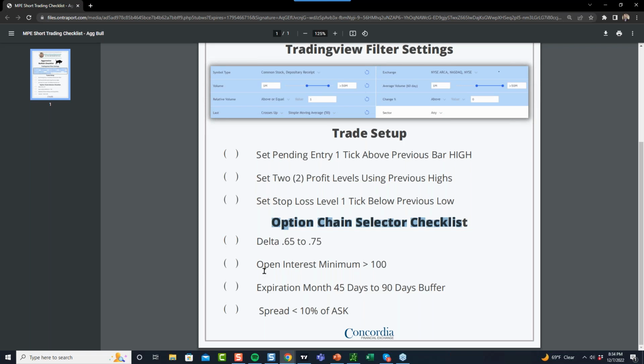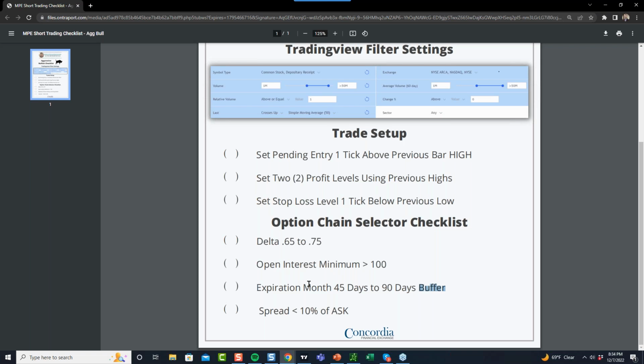Okay. I want liquidity on my option, so a minimum criteria is open interest greater than 100. The more the better, but 100 is a minimum threshold for me. I want to make sure there's activity on that option chain. You know, look, open interest is the same for me as volume is on the stock.